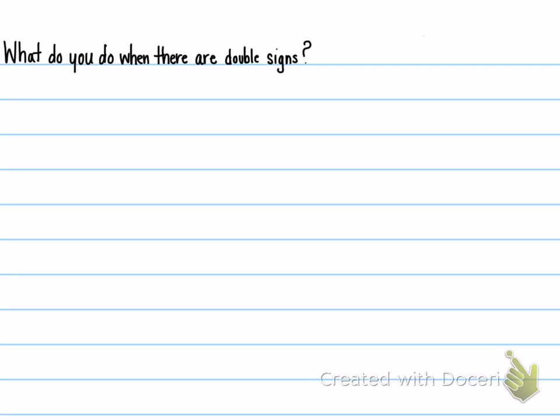Let's say you're given a problem like this. x plus -10 equals -15. All right, so this right here is what I mean by double signs. You're given something that's plus a negative. Now, a lot of people start to get confused when they see stuff like that. We need to become familiar with what a double sign means.